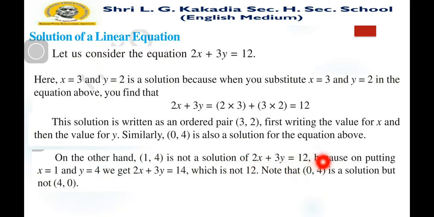Note that 0 comma 4 is a solution, but 4 comma 0, the alternate pair of 0 comma 4, is not a solution of the given linear equation. If you put x is equal to 4 and y is equal to 0 in the given equation, then you cannot get 12, because if you put x is equal to 4, that goes 4 into 2, 8, and 3 into 0, that is 0, 8 plus 0, that is 8.